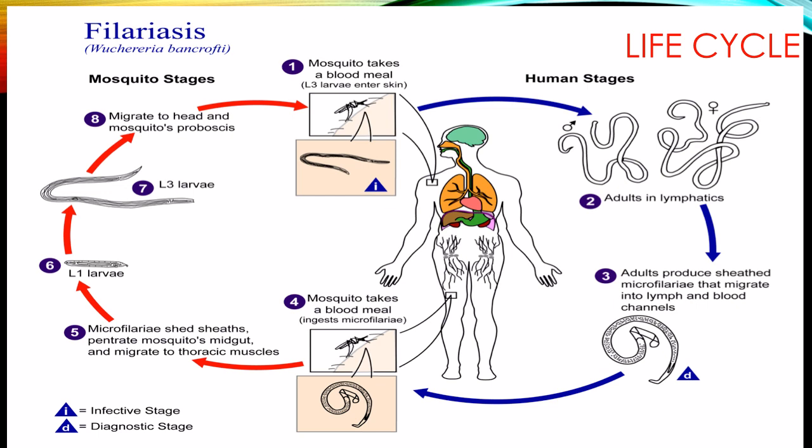Then within 3 to 7 days, it molts once or twice. And in the second larval stage, the larger sausage-shaped larva appears. And then there is the third stage in its life cycle, which ranges from the 10th to 11th day after a person has been bitten by a mosquito carrying this infection, and this is the infective stage. It enters the proboscis of the mosquito on the 14th day, and development in the mosquito is completed within 10 to 20 days.